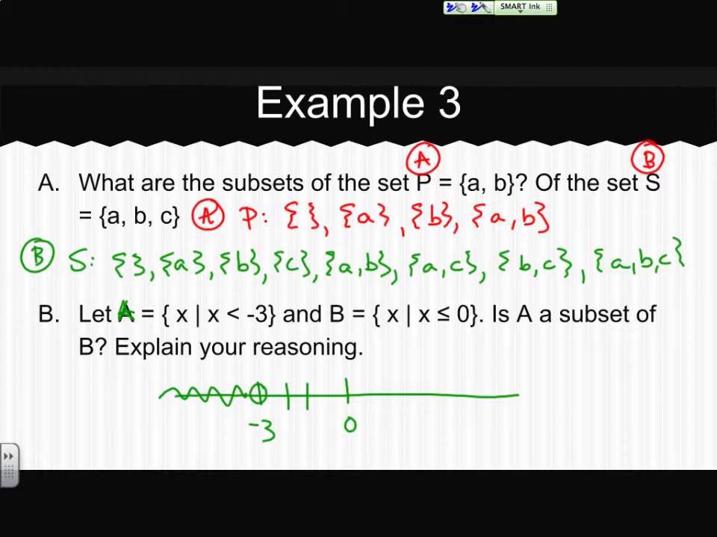Then it says B is x less than or equal to 0, so we're going to do B in blue. We have a closed circle at 0, and we're going this way. Notice that our A portion of the graph is included in the B portion, but not all of B is included in A. A goes from here down, but B includes all of that. So A is a subset of B, but not vice versa, because there's this part right here that's only in B. So we can say yes, all elements of A are in B, because negative 3 is less than or equal to 0.